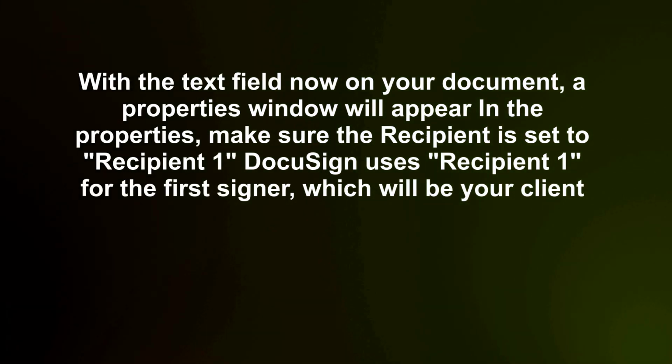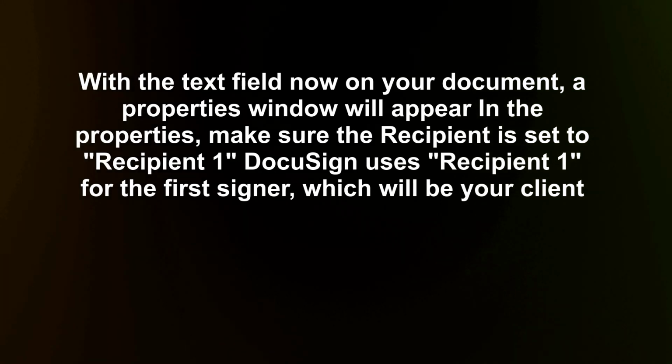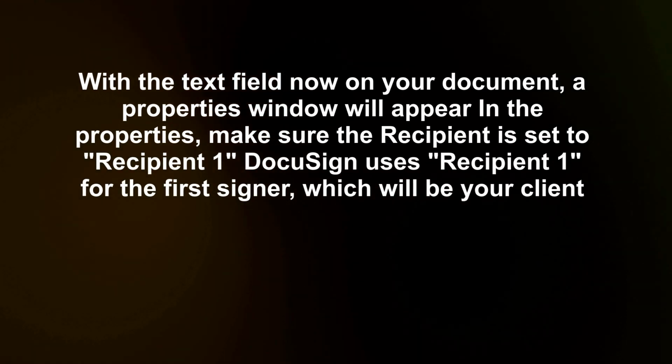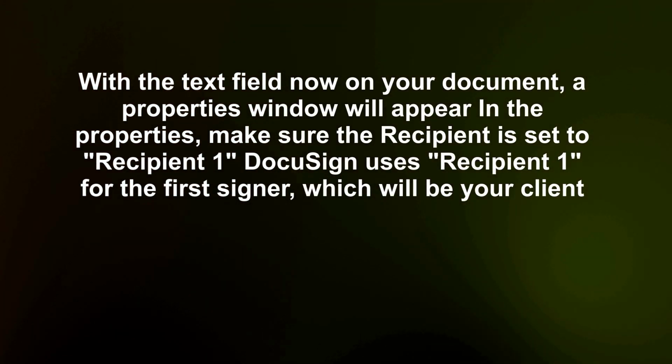With the text field now on your document, a Properties window will appear. In the Properties, make sure the recipient is set to Recipient 1. DocuSign uses Recipient 1 for the first signer, which will be your client.